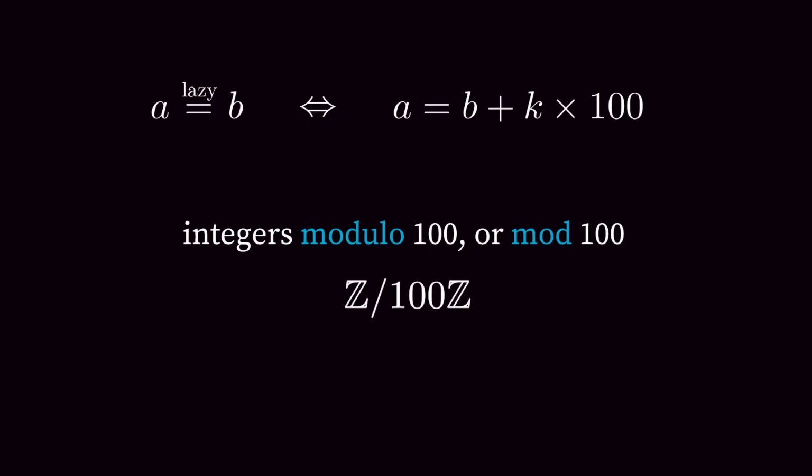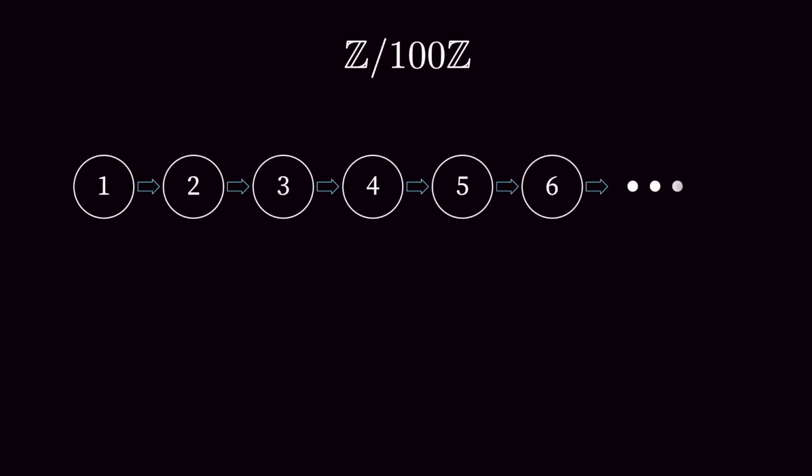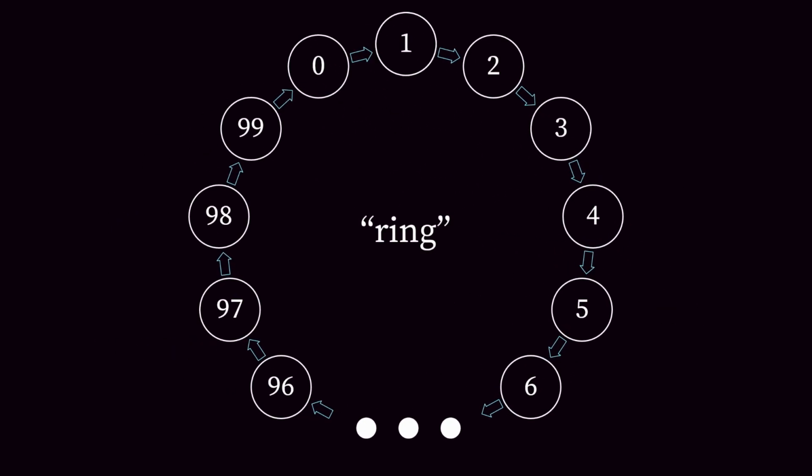Mathematicians use the Z symbol for integers, the slash symbol for modulo, and integers mod 100 is written as Z/100Z. For the lazy equality, mathematicians use this symbol. If we list all the integers mod 100, we will start from 1, 2, 3, count all the way to 99, 100 which is 0, and then 1 again. The numbers loop back to themselves, like a circle or a ring. In abstract algebra, this kind of structure is therefore called a ring.